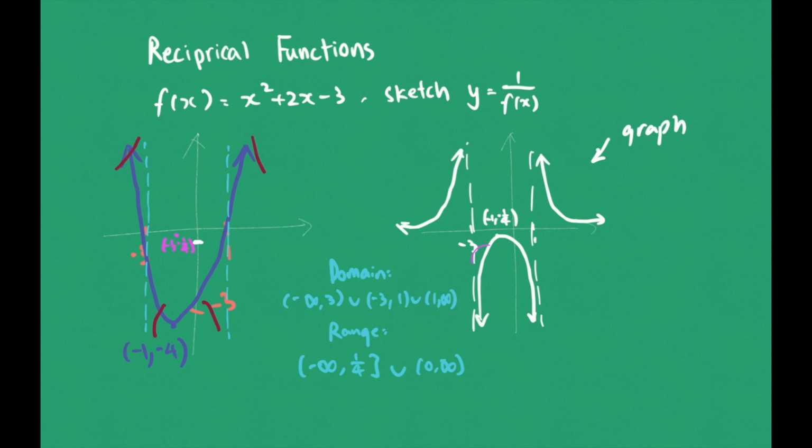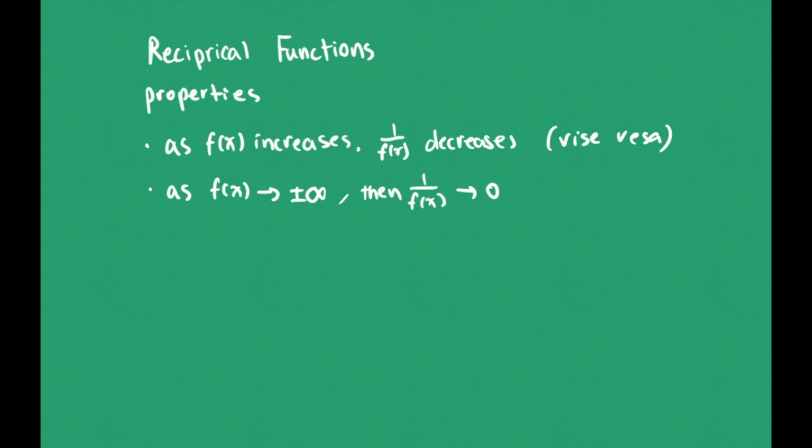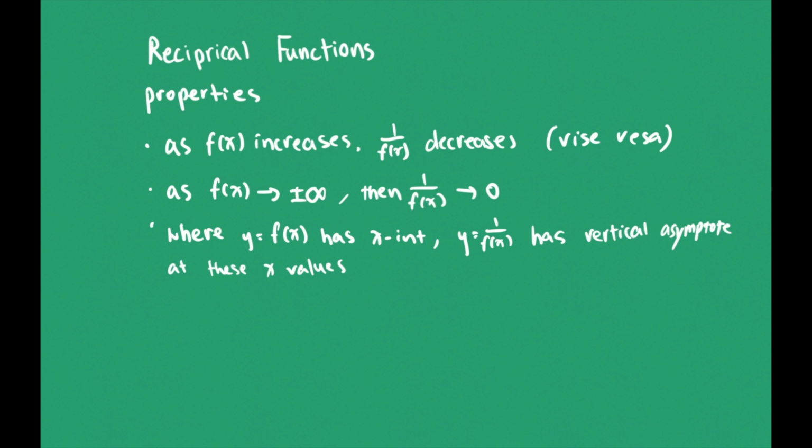Okay, now let me show you the properties of reciprocal functions. First, as f(x) increases, the reciprocal function decreases, and vice versa. Second, as the function approaches negative or positive infinity, the reciprocal function approaches 0. Thirdly, where the graph of y equals f(x) has x-intercepts, the graph of y equals 1 over f(x) will have vertical asymptotes at these x values.